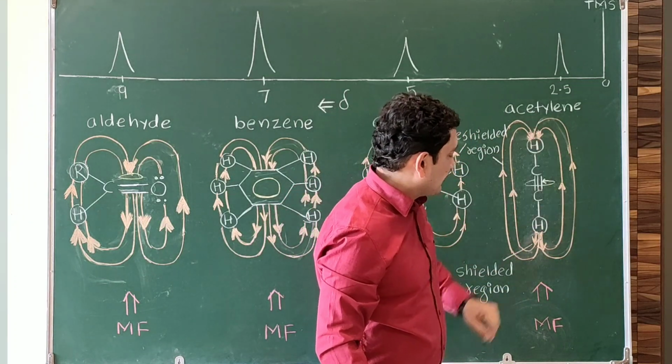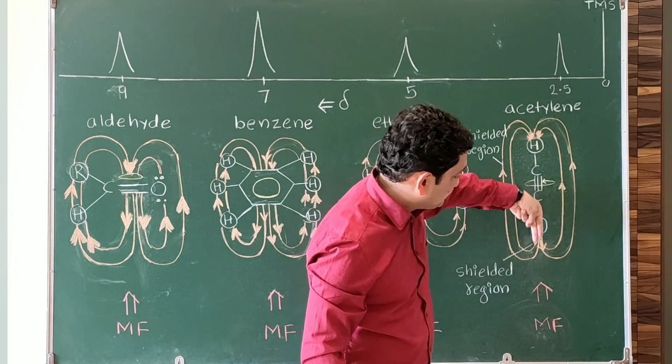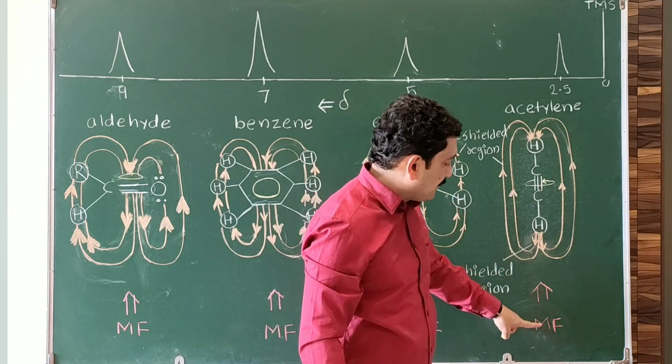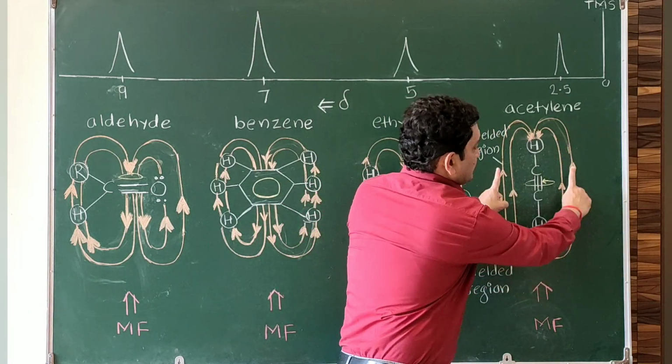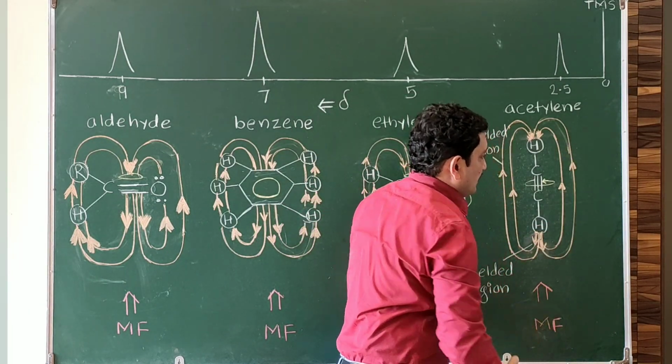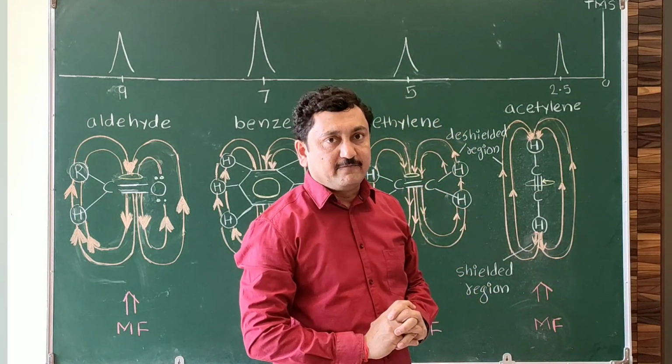So in this magnetic field there is a region that is called the shielded region, where the secondary opposes the external magnetic field. This is the de-shielded region, where the secondary aligns with the external, that will help the external magnetic field.